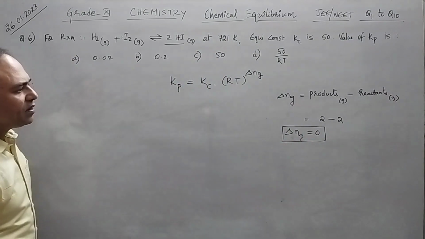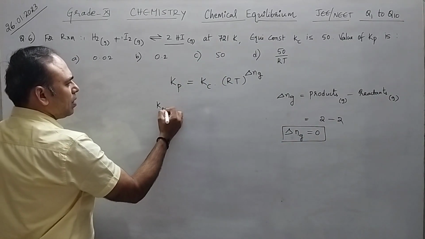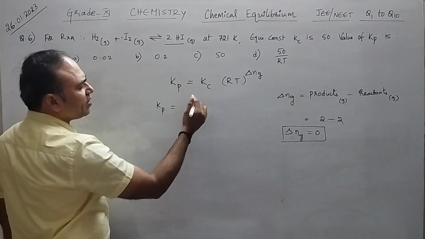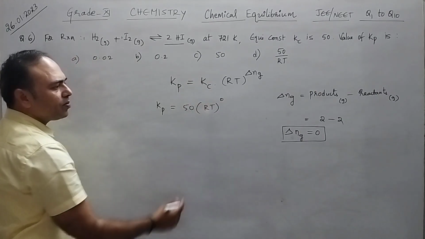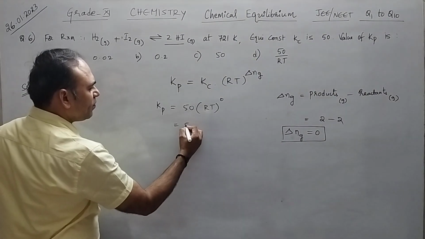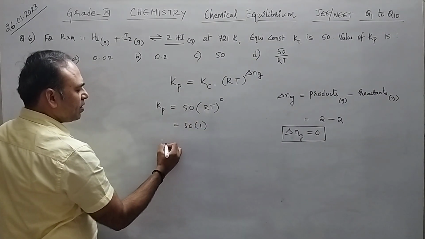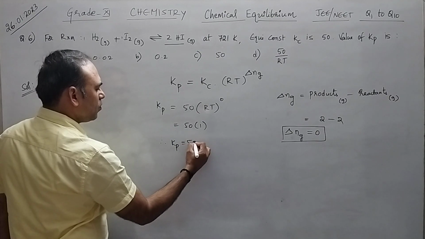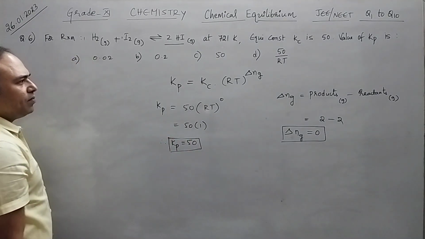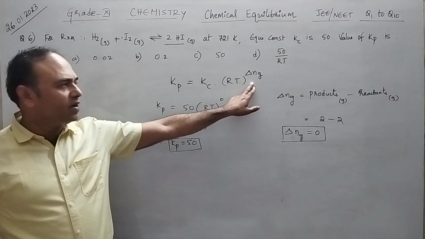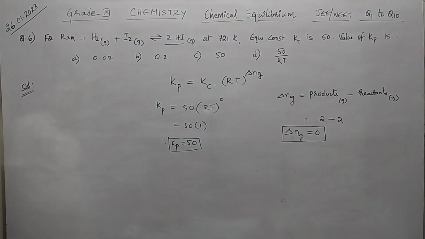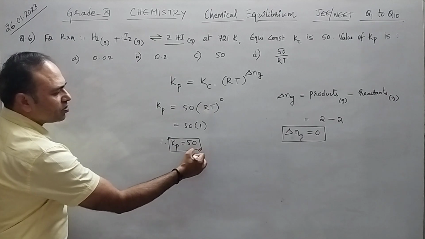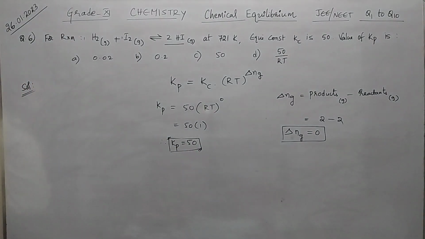On substituting this, what do we get? Kp is equal to Kc, which is given as 50, so 50 into RT to the power of 0. Anything to the power 0 is 1, so 50 into 1, therefore Kp is equal to 50. Sometimes the value will change here, then it will be divided by RT to the power of 1, and all that we can see in the next questions. Hope you have understood this. Copy the solution and move to question number 7.